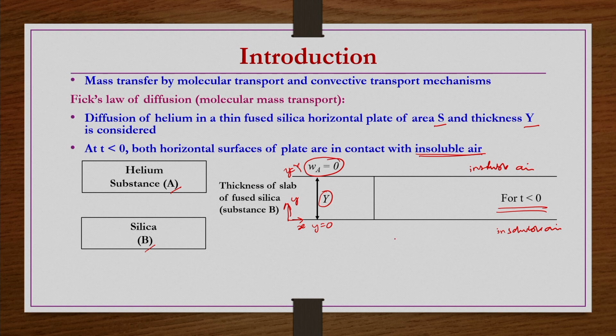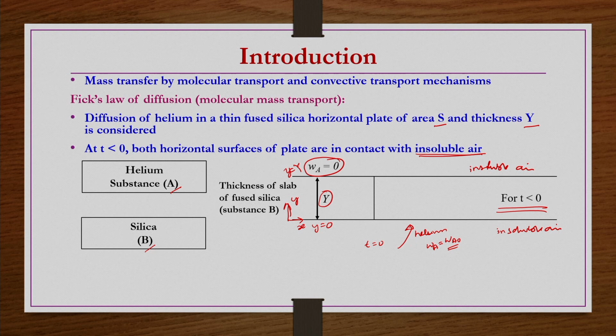Now at t equals 0, we introduce helium at the bottom, whose mass fraction we take as W A equals W A naught, and this W A naught is nothing but the solubility of helium in fused silica. That is the maximum amount of helium that can penetrate or dissolve in the fused silica at the given temperature and pressure conditions, right. So, this air is replaced by helium at t equals 0.